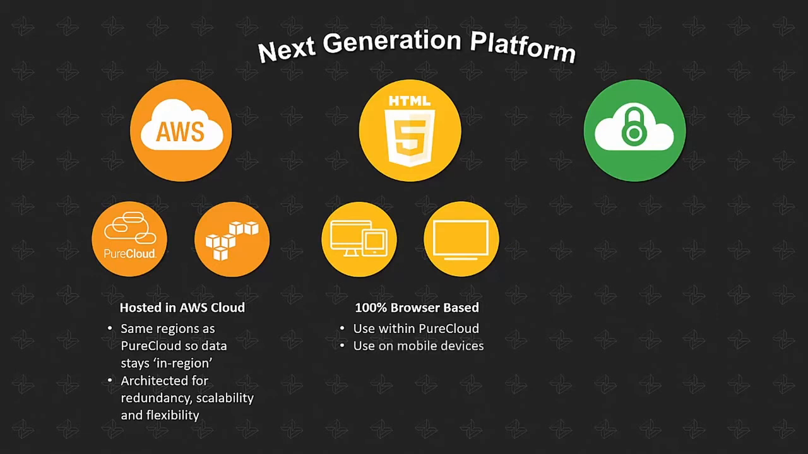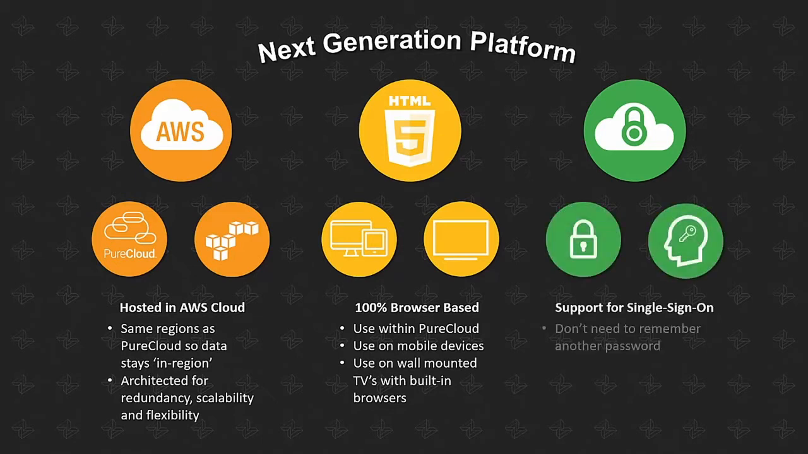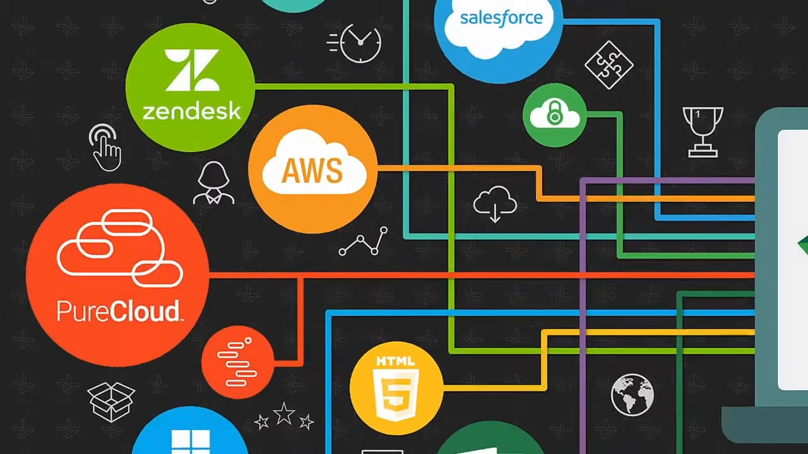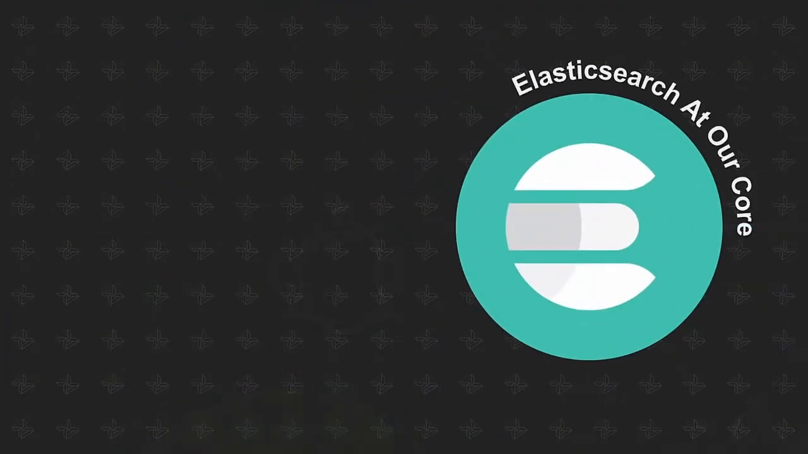You can use it on mobile devices, and you can even use it on wall-mounted TVs with built-in browsers. They make great wallboards. And eMite also supports single sign-on, which means you don't need to remember any other passwords. It's a seamless integration within PureCloud, so it feels like PureCloud itself. And also for the wallboards, we give you a separate URL and login pre-configured and ready to go, which is amazing.